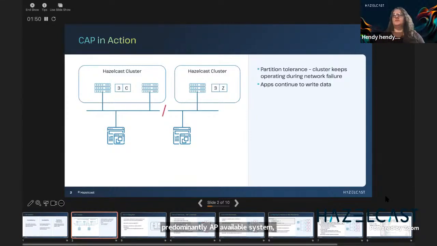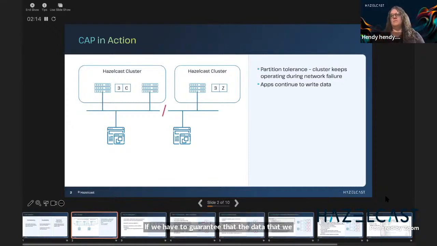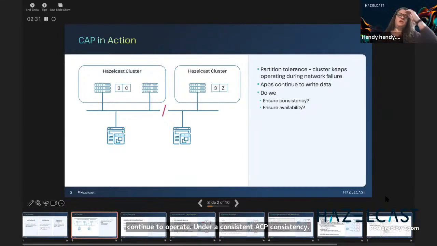And then when the cluster gets healed, we have split brain protections, and there's all sorts of algorithms that we can run that will determine which is the more correct data. But that's not what we're talking about here. What we're talking about here is we don't want this situation to happen. If we have to guarantee that the data that we provide is 100% correct all the time, we can't allow this condition to exist. We can't allow these two clients to continue to operate under a CP, consistency-first system.